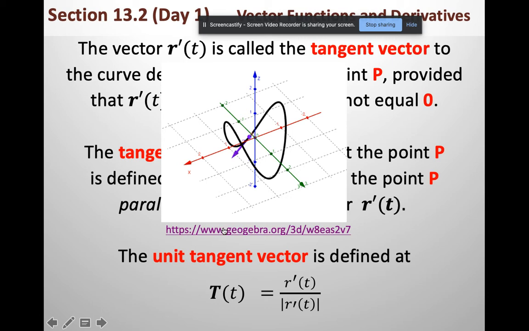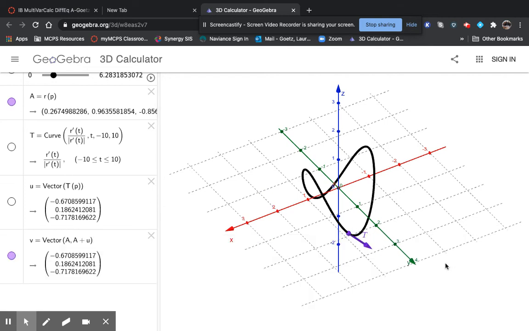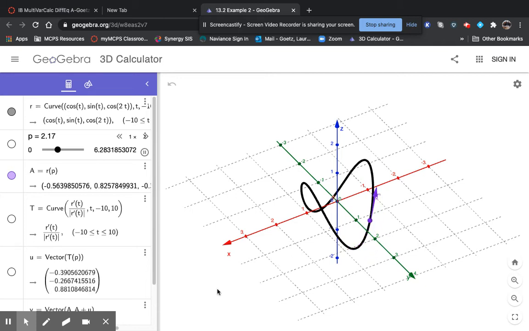So this is a cool little applet. Look at that space curve there, kind of a misshapen infinity sign almost. And this purple vector right here is the tangent vector to the space curve at that point. So this applet will show you how it moves around, which is kind of cool. So you can see as time passes, there's the tangent vector moving along that space curve.